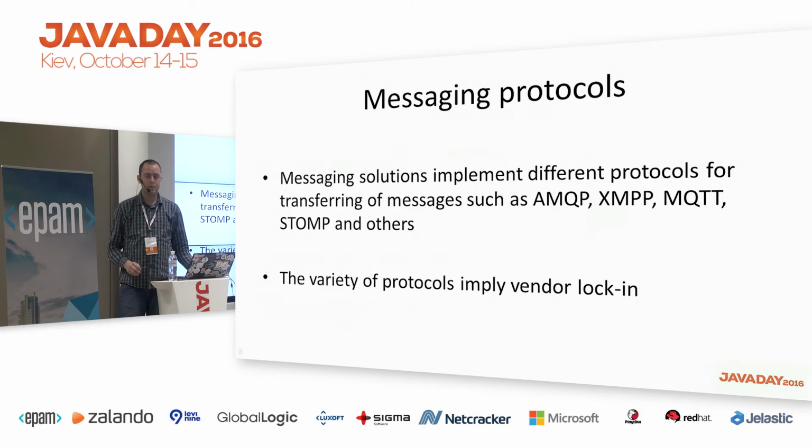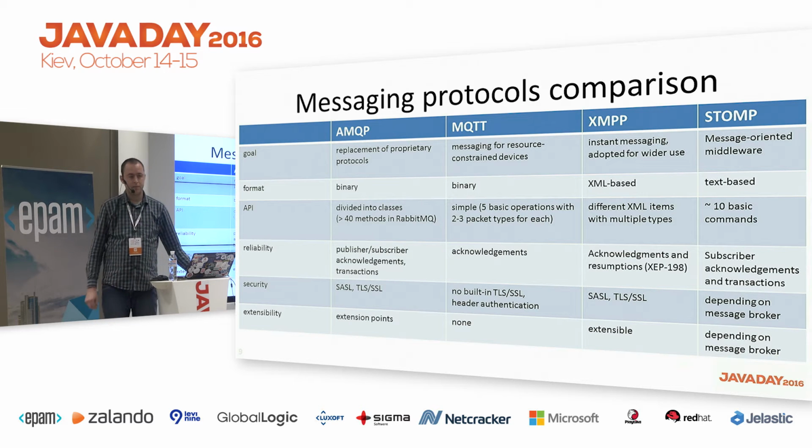Typically, RabbitMQ implements the AMQP protocol, and in order to get a better idea of how AMQP is positioned compared to the others, we can look at this chart. So basically, first of all, the goal of each protocol is quite different. AMQP targets replacing all proprietary protocols and providing a common messaging protocol that should be implemented and used by most message brokers.